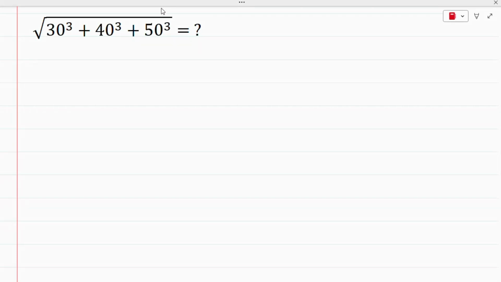So right here we have this square root math problem and we are to solve for this. Alright, so guys, I'm going to share with you two methods that you can use to solve this type of question. So right here guys, let's simply dive into method 1.